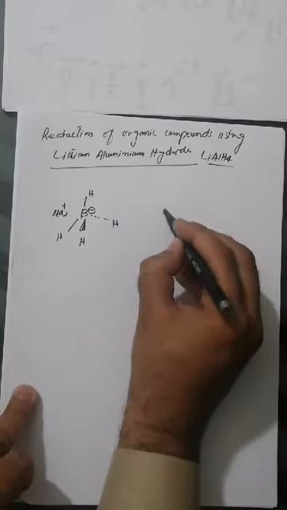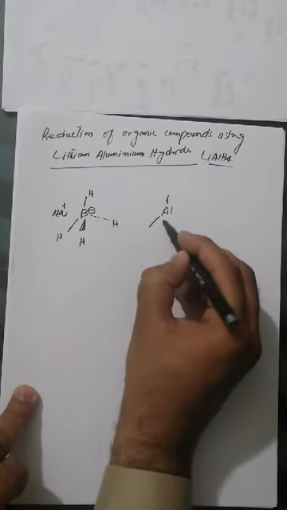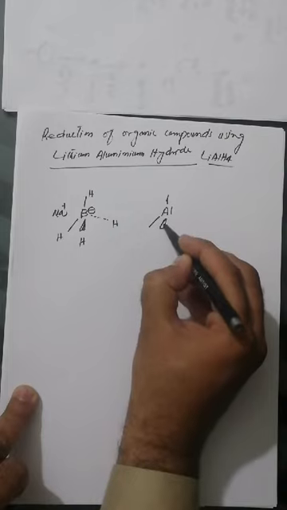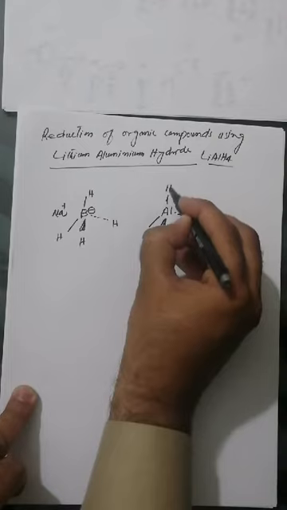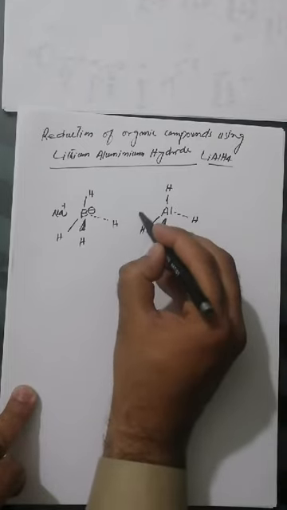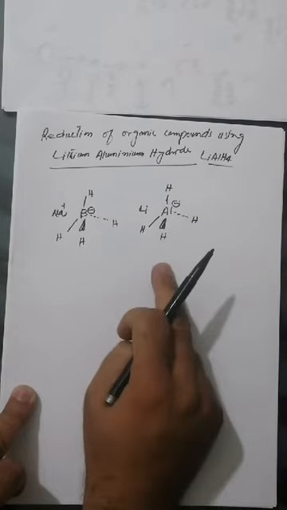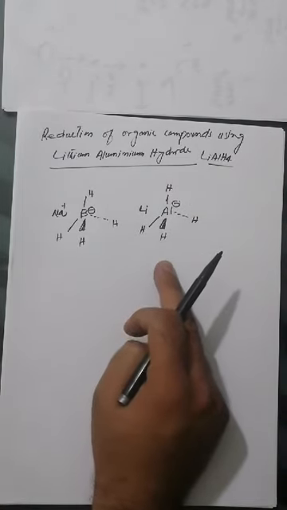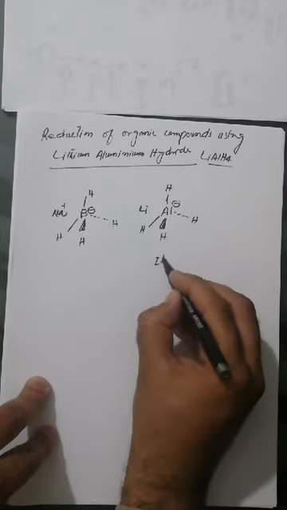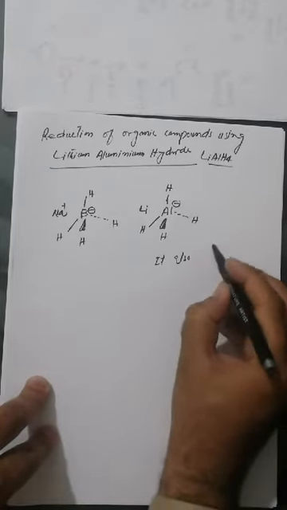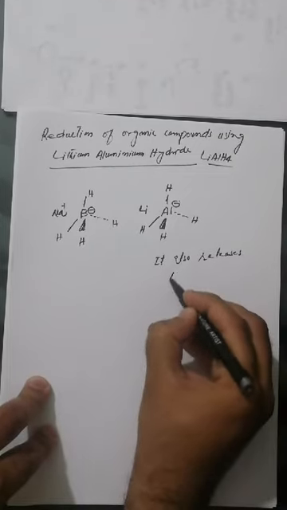Similarly, today we shall talk about a similar type of reducing agent, that is lithium aluminum hydride. This is lithium aluminum hydride. It also releases hydride ion.